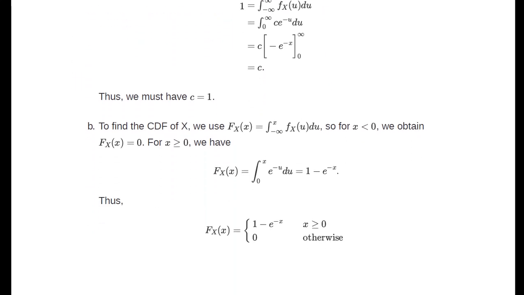Number B, to find the CDF of X, we use F_X(x) equal to the integral from minus infinity to x of f_X(u) du, and then we obtain the CDF, which is equal to the integral from 0 to x of e^(-u) du, which is equal to 1 minus e^(-x).